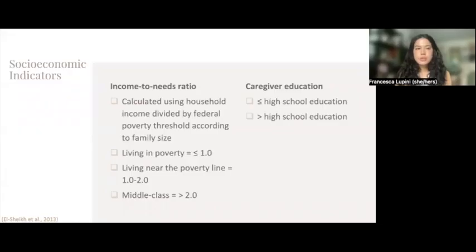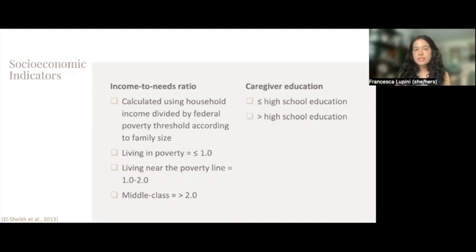So this study had two main aims, the first one being to examine variation in sleep patterns, behaviors, and problems by two family-based socioeconomic indicators, one being income to needs ratio and the other being caregiver education level. The second aim was to examine variation in correlates of a caregiver-endorsed child sleep problem, both across and within these socioeconomic indicator groups.